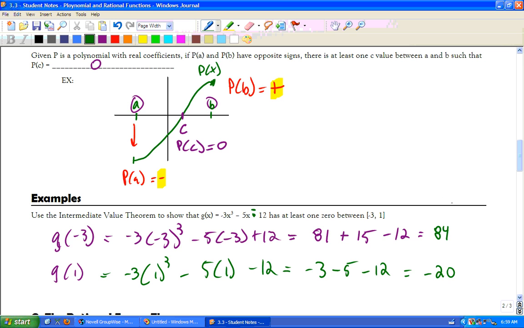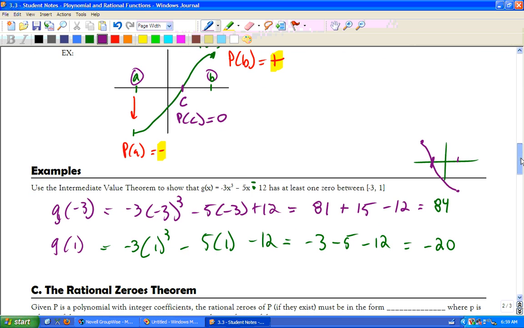Okay, so what's happening is, even if we don't know what this graph looks like, g of negative 3 is positive 84, g of positive 1 is negative 20, so somewhere in here there has to exist some 0. And that's what the intermediate value theorem says. So we show that there's at least one 0 between these two values. It's guaranteed because we have a sign change. That's it. That's all we have to do.